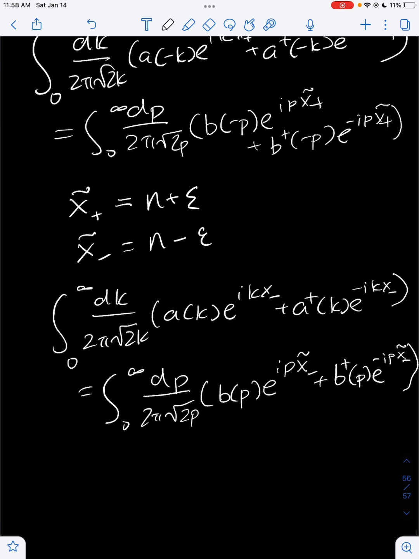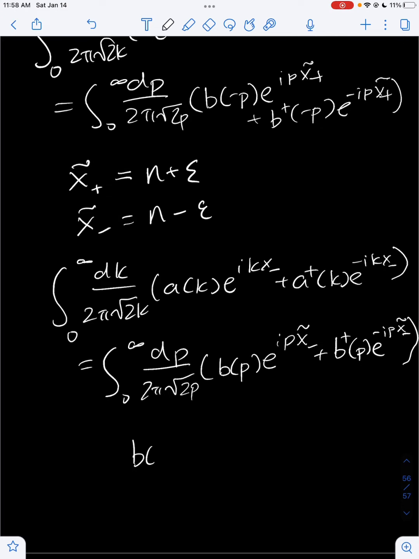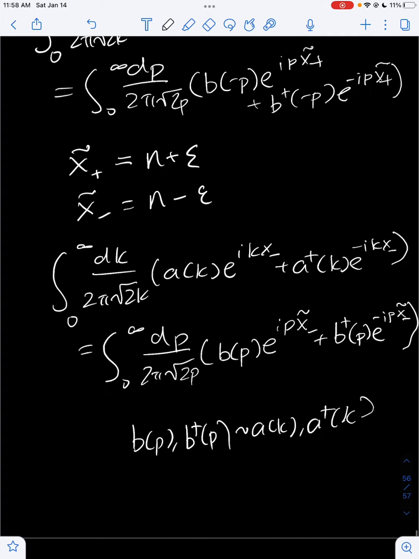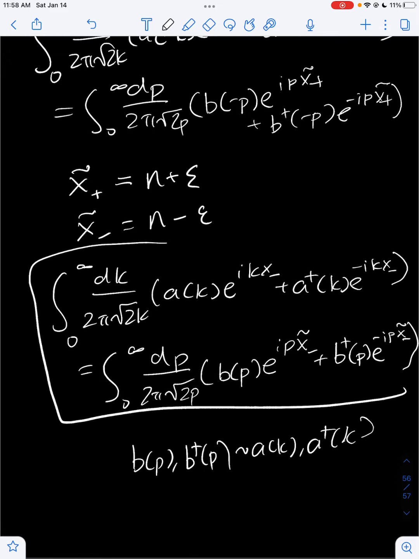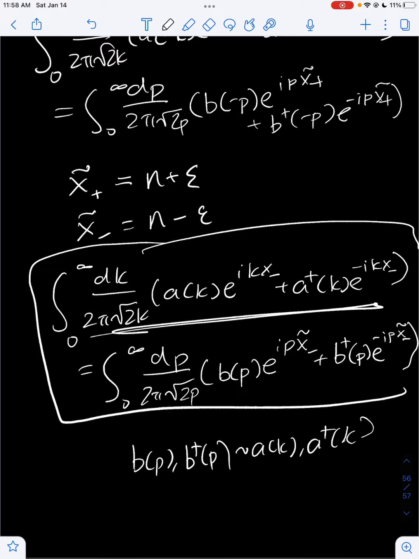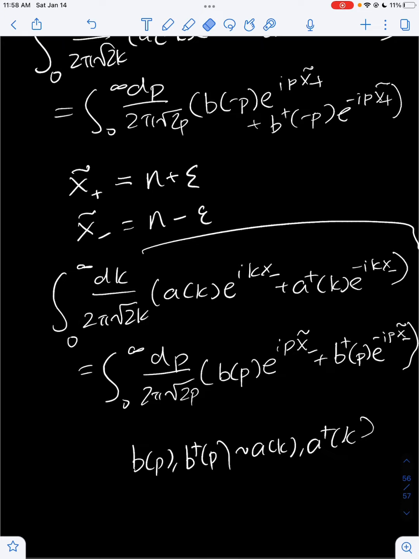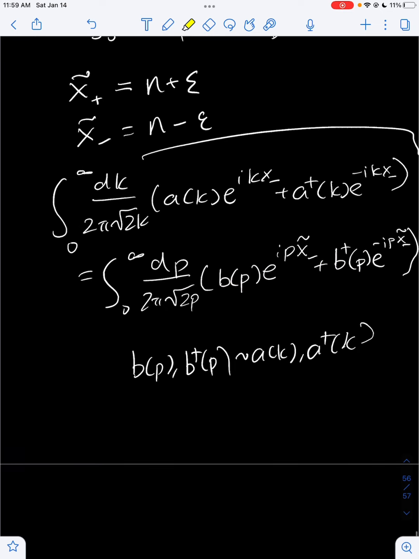So again, remember that the spirit of the video, what we want to obtain, is b of p and b conjugate p in terms of a of k and a conjugate k. So how can we actually do that? Well, we actually have our ingredients right over here. So we know that this is going to be equal to this over here, right? So what we want to do now is isolate b of p and b conjugate p. So how can we actually isolate them?